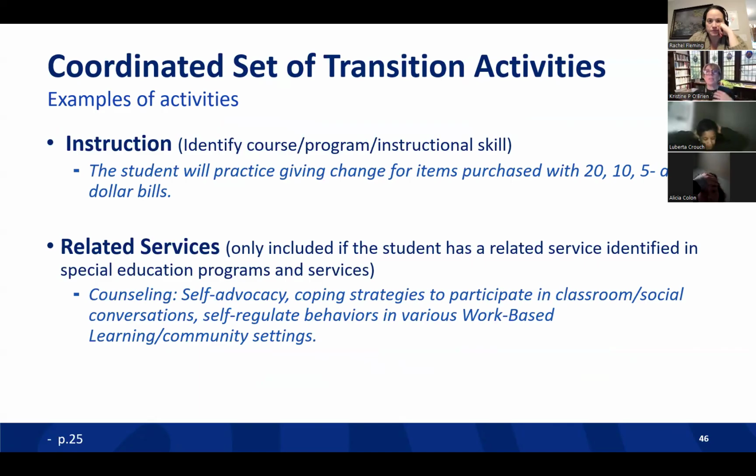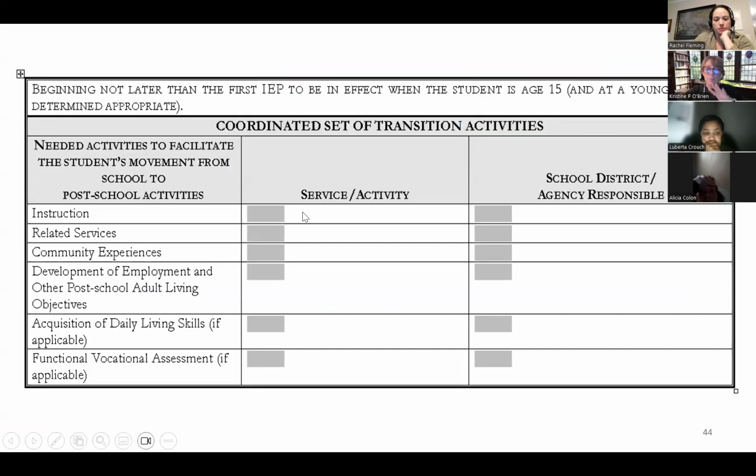Instruction could also be, as I mentioned, building self-determination, self-advocacy skills, self-regulation. The related services section in here will only be there if the student is already receiving related services. So let me go back a minute and just show you right here. So instruction could be instruction in just about anything, and it shouldn't be a restatement of what the student is already doing.